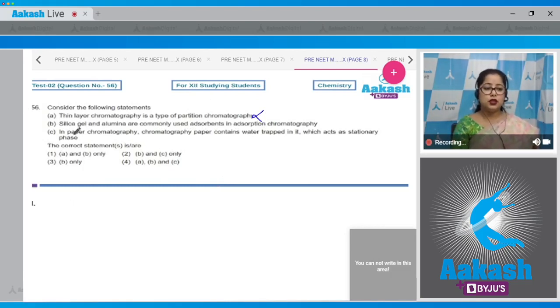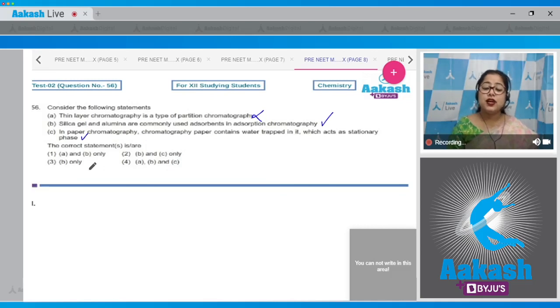Moving to the next statement. Silica gel and alumina are commonly used adsorbents in adsorption chromatography. Student, this is also a correct statement. Moving to the third statement. In paper chromatography, paper contains water trapped in it, which acts as stationary phase. Student, this is also a correct statement as paper chromatography is a type of partition chromatography.